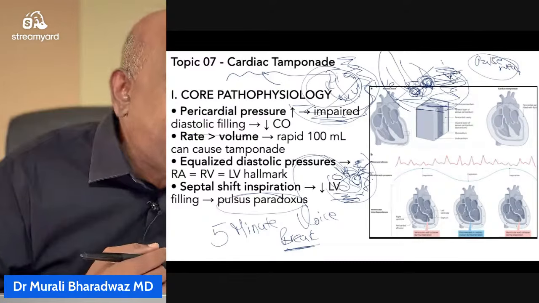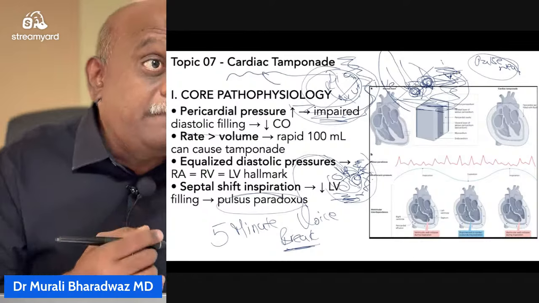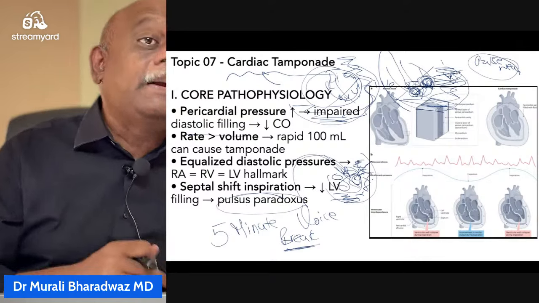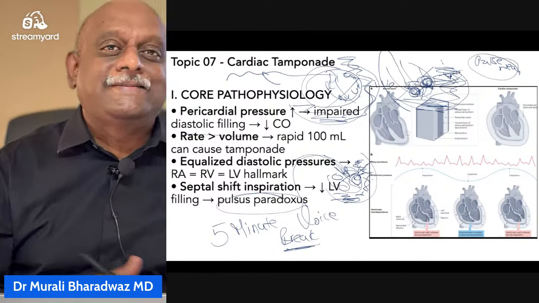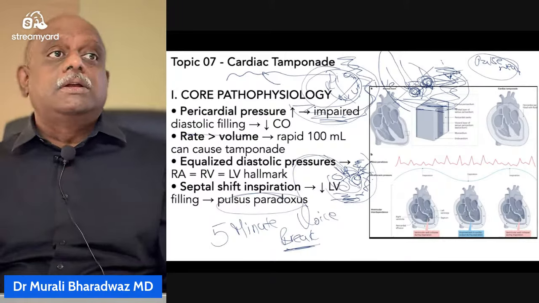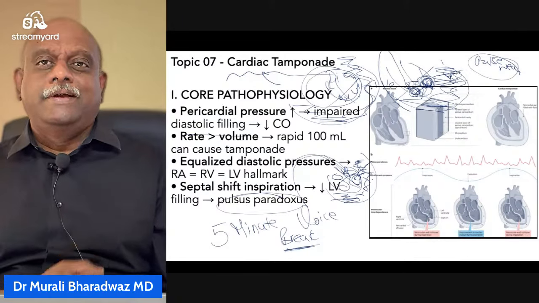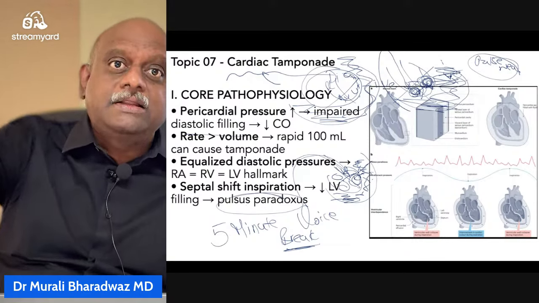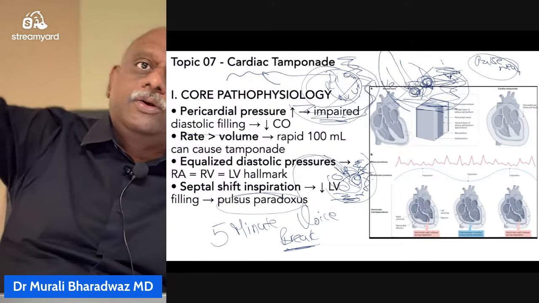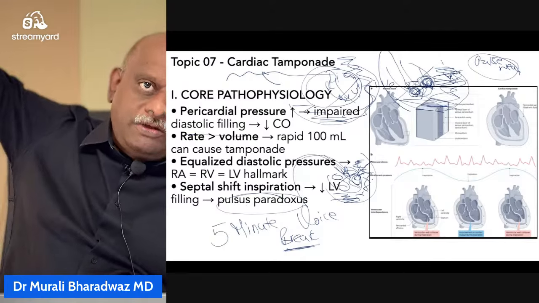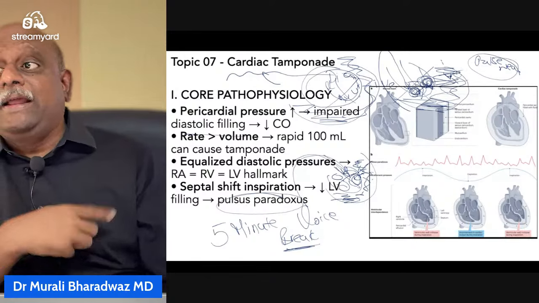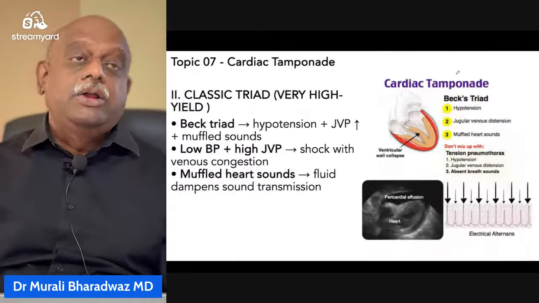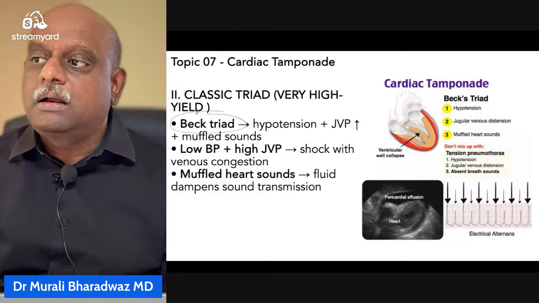Then why you call paradoxus? It is called paradox because if you put the stethoscope on the heart, heart is beating, but pulse is not there. That is the paradox. Subtle shift during inspiration leading to the decrease in the size of the LV, leading to decreased cardiac output, leading to the loss of the pulse while still the heart is beating is the paradox, which is the hallmark of cardiac tamponade. So what is the Beck's triad in cardiac tamponade?